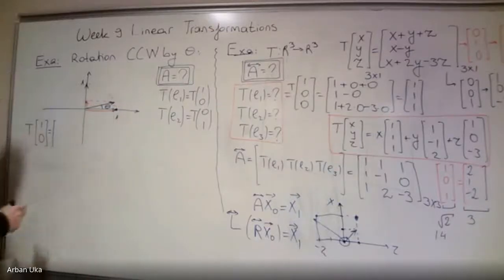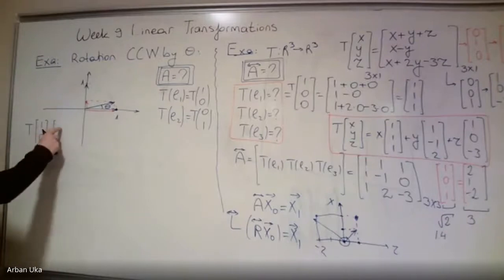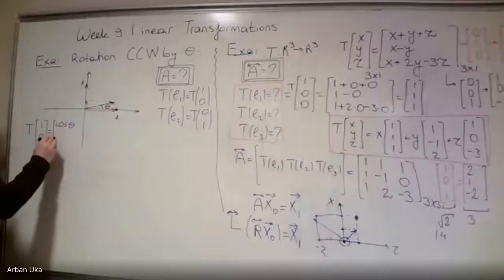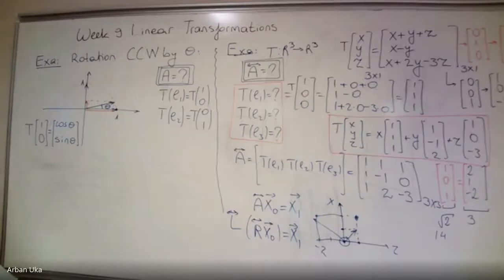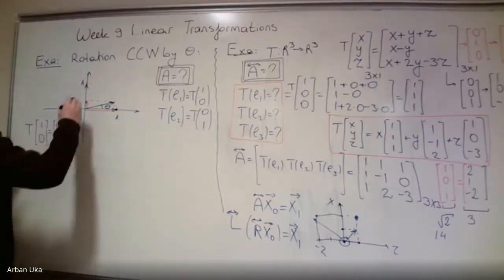But so, say it slowly. What should I write here? Cosine theta. Yes. Okay. What about the y? Sine theta. That's good. Minus sine theta and cosine theta. Then for the other one, right?